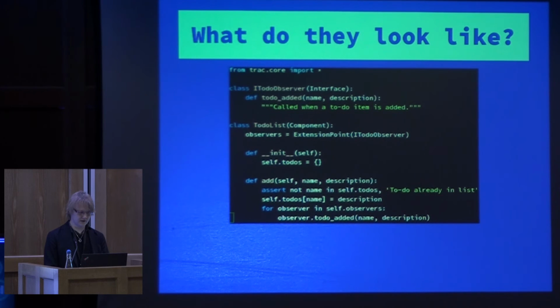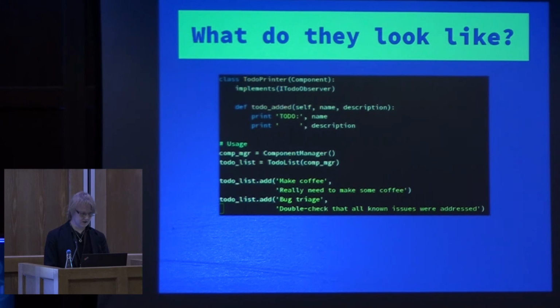So there's not a lot to the to-do added in the iToDo observer. It's a bit like a superclass, or a kind of callbacky thing, but closer to a superclass. Then another component, to-do printer, implements iToDo observer, and that's where you have the meat of the code. Whenever you add something to your to-do list, you need a component manager, and the to-do list will use that. But whenever you add stuff to your to-do list this way, it prints it out.